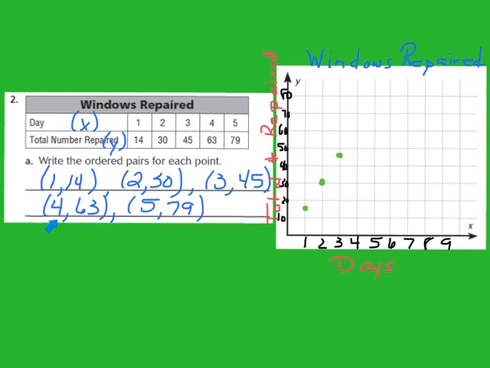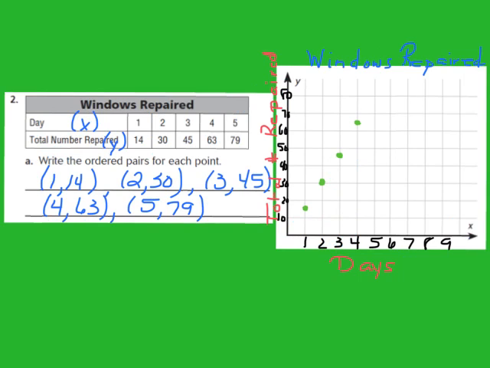Now our next ordered pair is 4 and 63. So from the origin, we're going to move over 1, 2, 3, 4, and then up 10, 20, 30, 40, 50, 60. Now 63 is kind of right here, a little bit in between the 60 and the 65. So we're going to go ahead and graph that ordered pair at 4 and then 63. So we'll graph it right about here.